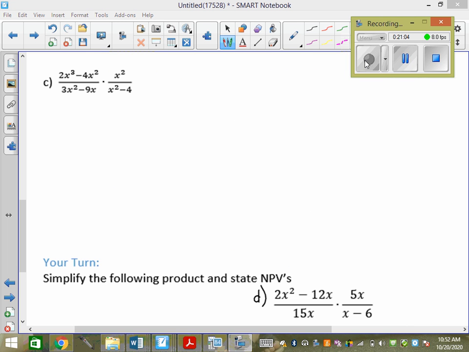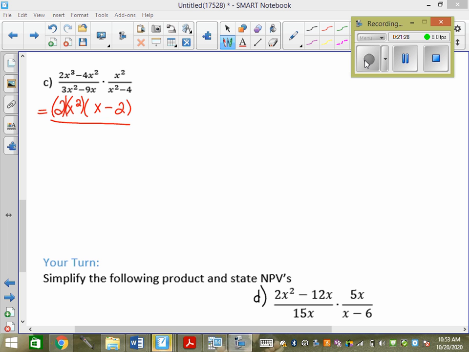So for C, what can we take out of the top? We should put an equal sign. What can we take out of the top left? The 2x squared. 2x cubed, take out a 2x squared, we're left with? Minus 1. 2. That's what I meant. Yep. The 2 and the x squared are in their own brackets.